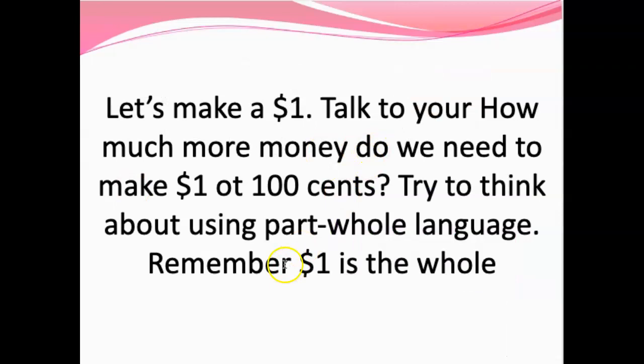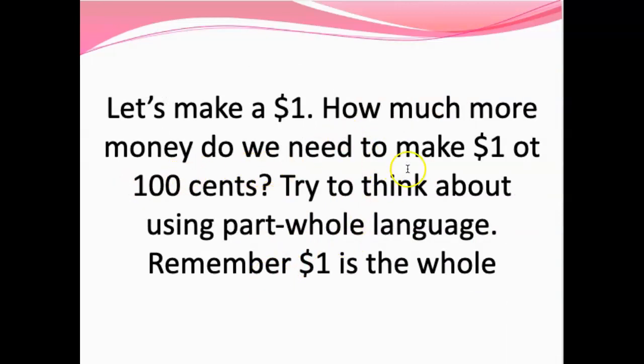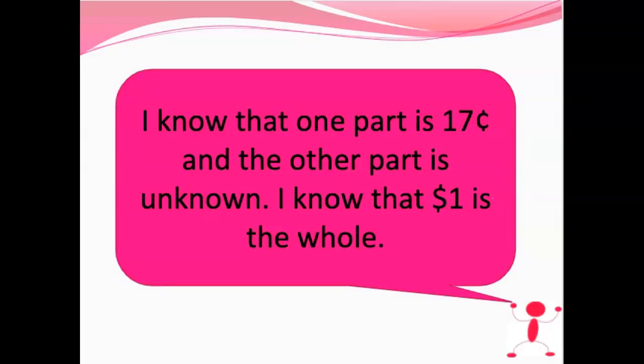Now let's make $1. How much more money do we need to make $1? Or another way we could say that is 100 cents. Remember, $1 and 100 cents are the exact same thing. Try to think about using part-whole language. Remember, $1 is the whole. So we have 17 cents as one of our parts. What's the other part? We don't know the other part, right? We know that 17 cents is one part, and the other part is unknown. We can always show an unknown number by representing it with a question mark. And we know that the whole is $1.